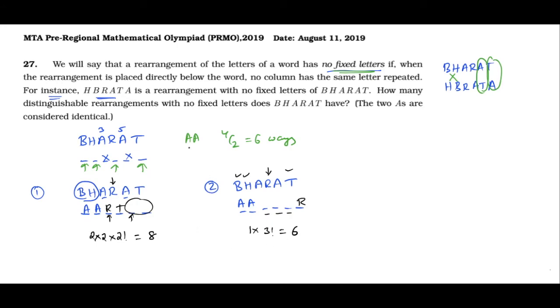So once you fix the two A's, the remaining letters can be placed in 8 plus 6, 14 ways. So the final answer would be the number of ways in which A can be arranged, that is 6, into the number of ways in which the remaining letters are arranged, 14, which gives us 84. That's the answer.